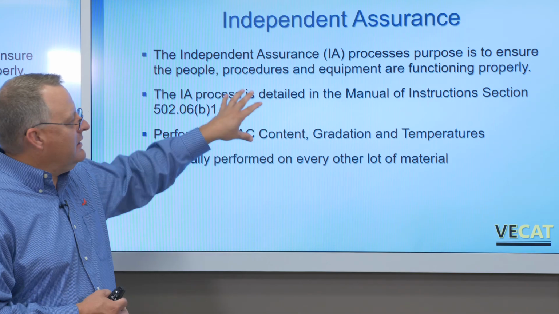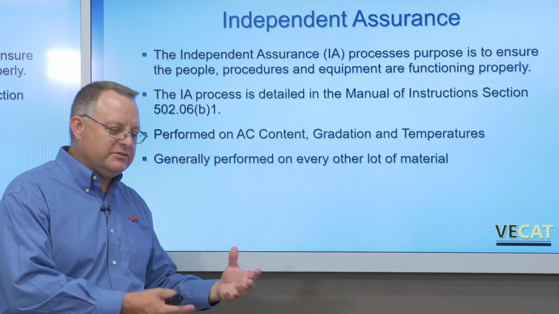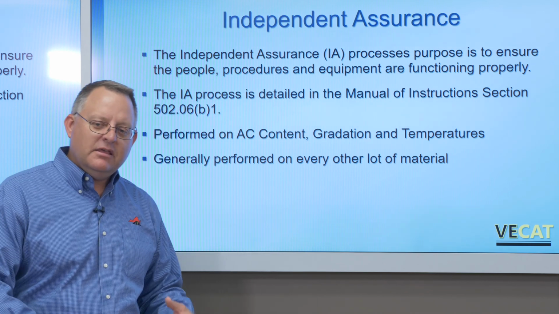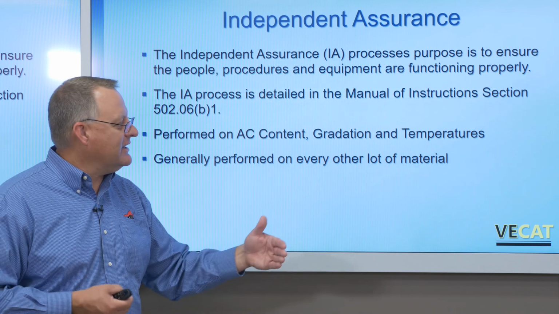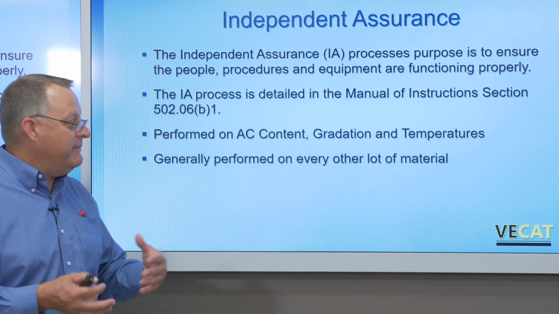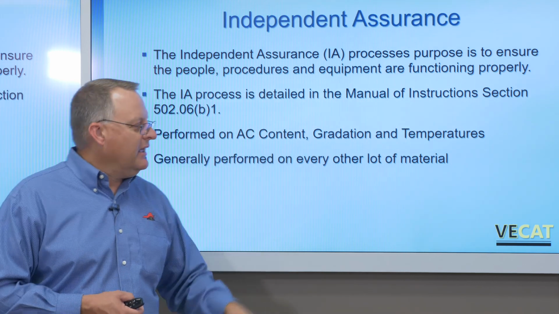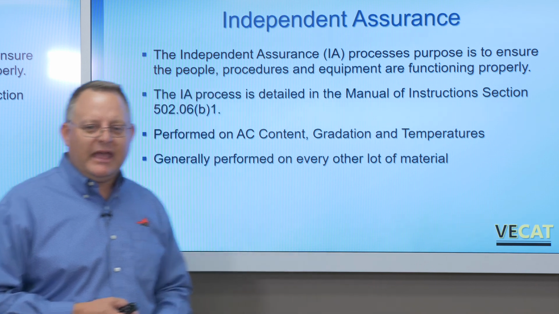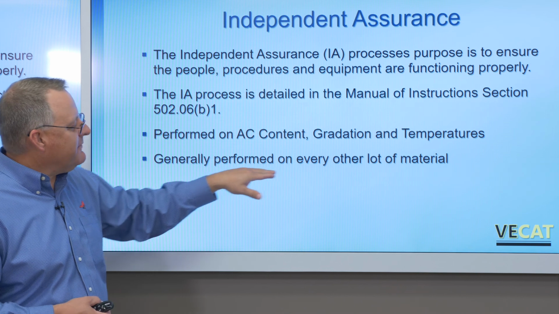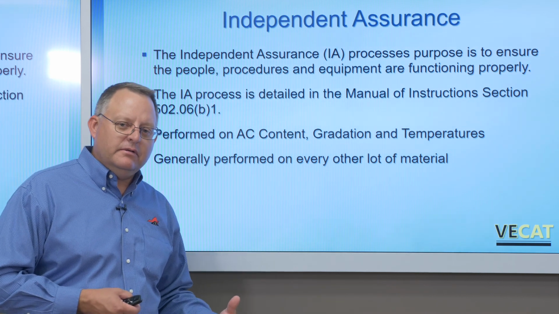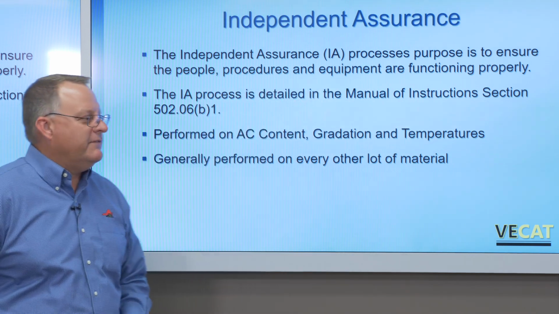What does that mean? At times, VDOT will come in and pull half a sample. The contractor is sampling for their acceptance. They pull a sample big enough that they split it with VDOT. VDOT takes that material back to their lab, or maybe a consultant takes it back to their lab, and they determine AC content and gradation, and they also do an independent temperature check at that plant. That is part of the IA program, and it's basically performed on every other lot of material. Again, it's a check just to make sure all this is properly functioning.